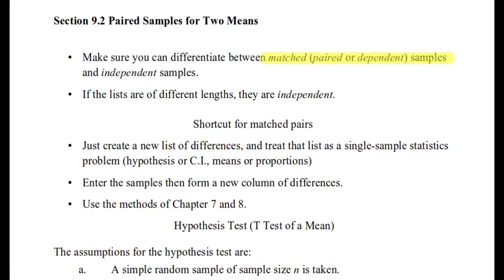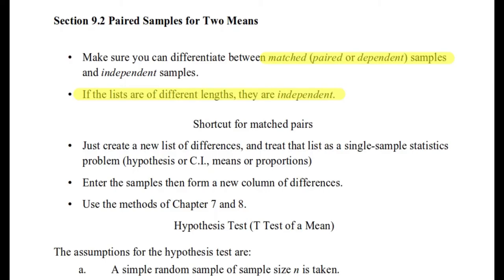Now there are some shortcuts here. First off, if the lists are of different lengths, if you've got a different number of one thing and another, they are in no way matched. They have to be independent. Now if they are the same length, if you have as many of each sample, you then have to ask the question, can you match? Or is there an element that goes with each of the first list with each of the second? So two things have to happen. There has to be exactly the same length. If there isn't, you know they're independent right away.